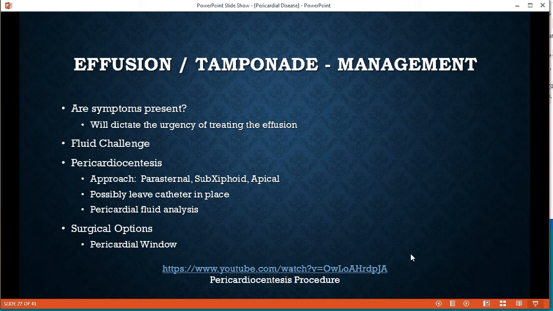I do have a YouTube video on pericardiocentesis, and for purposes of time, I'm not going to go over it right now, but I do have the video here if you want to look at it. This is essentially just sticking a needle into the pericardial sac to withdraw fluid. In certain circumstances where patients can have recurrence of fluid, you can actually put a catheter in and leave it in place to be able to withdraw fluid periodically. So the typical approaches are parasternal for pericardiocentesis, apical.